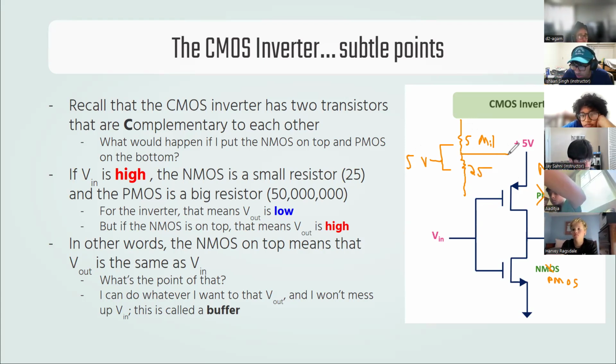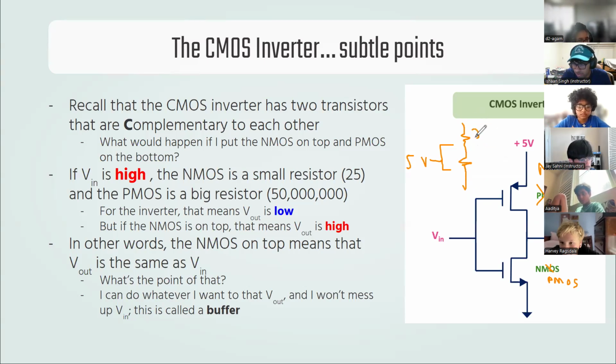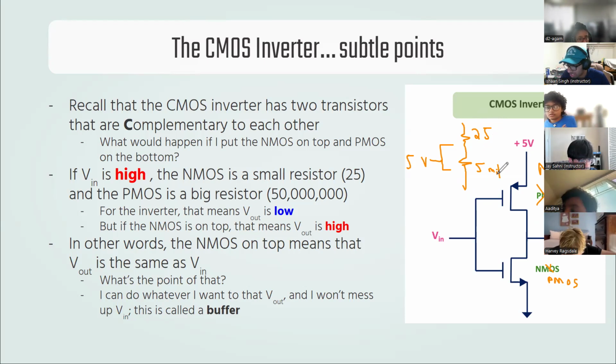And then what's the voltage here in this case? Oh, sorry, I messed that up. So this should be 25, and this should be 5 mil. Okay? If we swapped the NMOS and the PMOS. So to be clear, we're not assuming this. This is the behavior of the transistor. Okay, we're modeling the transistor as a resistor that's really big or really small.